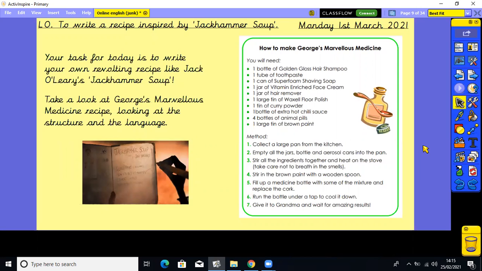Okay, so as I said, your task for today is to write your own revolting recipe like Jack O'Leary's Jackhammer Soup. So we're going to have a look at George's marvellous medicine recipe to look at the structure and the language. So just pause the video and think about the way this recipe here is structured and the language that's used, because you're going to need to write your own in the same way. So pause the video and have a little think about the structure and the language of George's marvellous medicine.